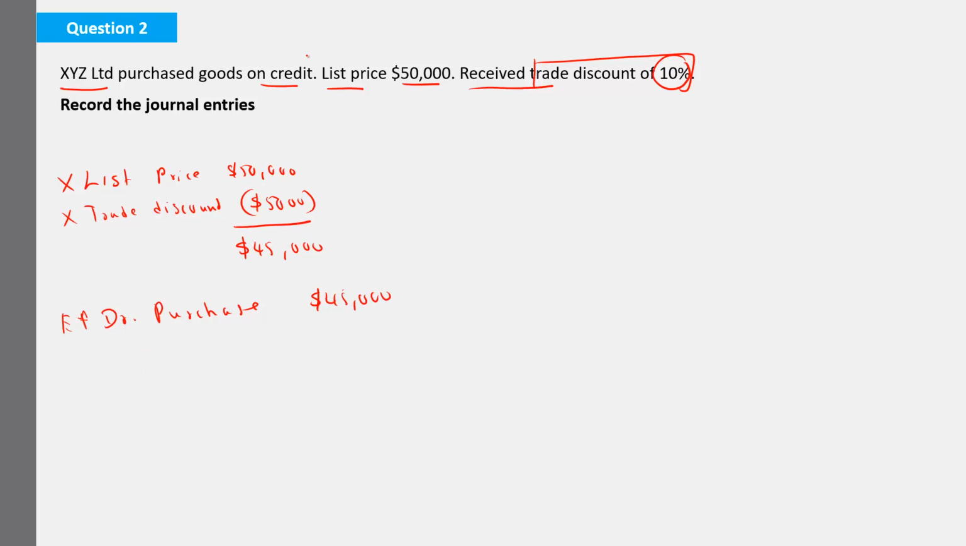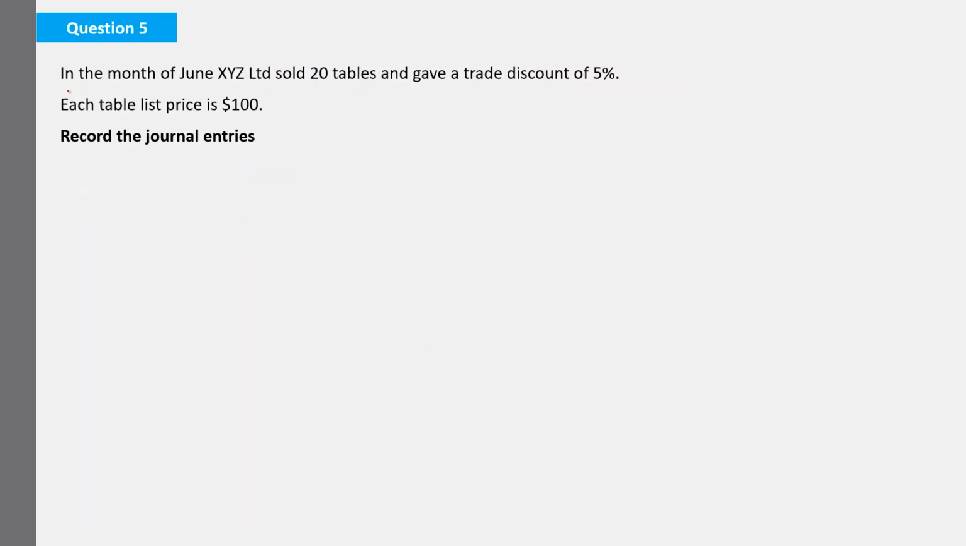And we are purchasing these goods on credit. So if we purchase on credit, what will happen? Our liabilities will increase. So liability increases, it's a credit record. So it is trade payable liability. Trade payable liability is increasing by how much? 45,000 US dollars. Why is it 45,000? Yes, the price of the product is 50,000, but from that we got a discount of 5,000, trade discount of 5,000. So my liability towards that particular supplier is only 45,000 US dollars. Now let's do this question.